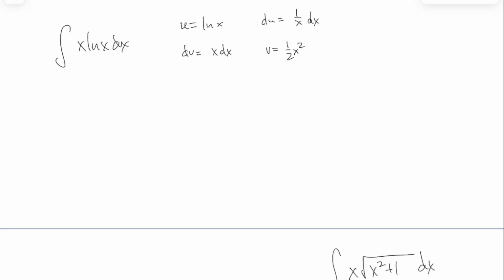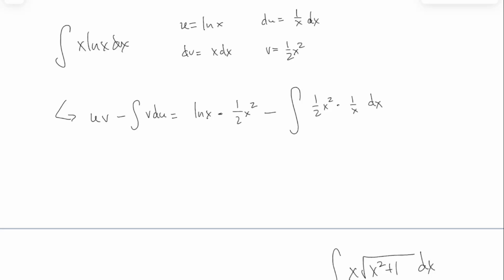If you chose them the other way around, you will have plugged into the integration by parts formula and then realized that the integral actually got more complicated instead of simpler. So that's a good sign that you probably have made the wrong choice and you should go back and try again. Anyway, when I use the formula, it's uv minus integral v du, which is ln x times v, which is 1/2 x squared, minus the integral of v, 1/2 x squared, times du, which is 1 over x.